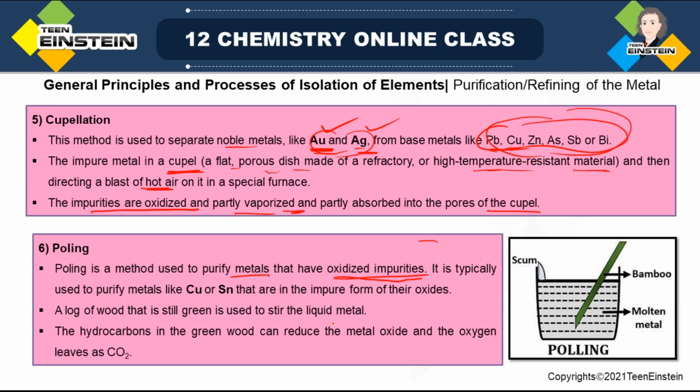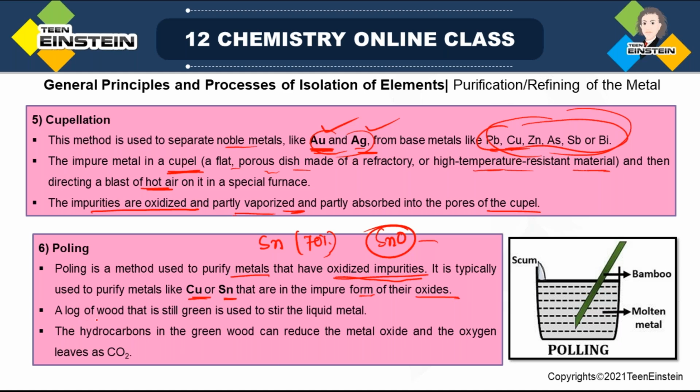So different methods, different principles, different conditions, both for impurities as well as the metals that you are trying to purify. It is typically used to purify metals like copper and tin that are in the impure form of their oxide. So suppose you want to purify tin. It is 70% pure. Rest of the 30%, there is some amount of its oxide present that you want to remove, because that is not the desired part. So we can use this poling method.